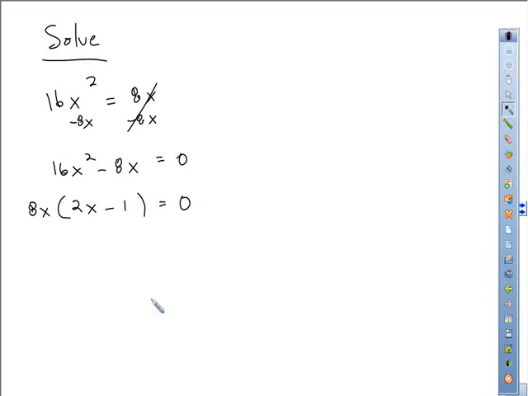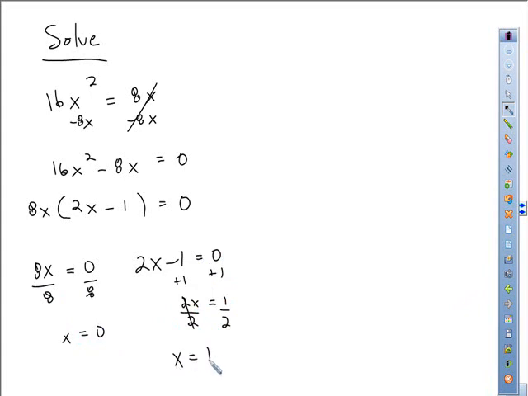Now, even though this is not a difference of squares, it's already completely factored because it's not an x squared. So this is factored out already for us. We're going to take each factor now. 8x, make it equal 0. Take 2x minus 1, set it equal to 0. If we divide by 8, x will equal 0. Over here, we're going to add 1. So 2x will equal 1, divide both sides by 2. So x is going to equal 1/2. So these would be our solutions.